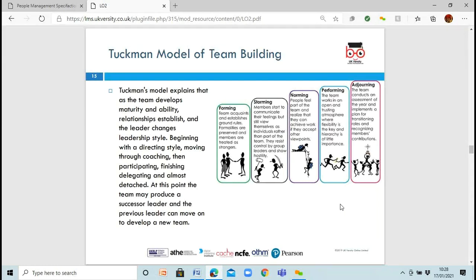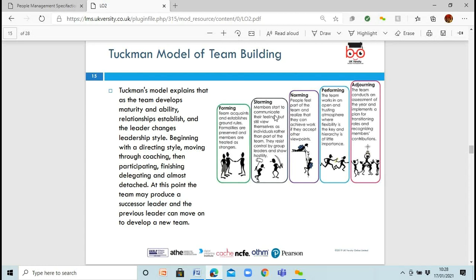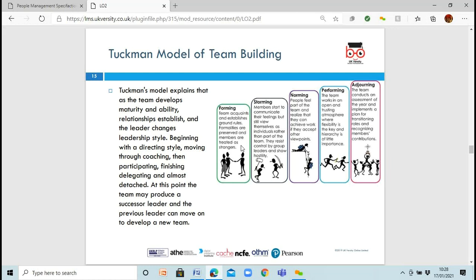So we have Tuckman's model of team building. His model explains the formation of a team from start to finish. It shows how it matures and how the relationships are established from the beginning to the end. We've got 5 different stages here: forming, storming, norming, performing, and adjourning. The forming stage is where the team gets together, they're formal, they're just getting to know each other.